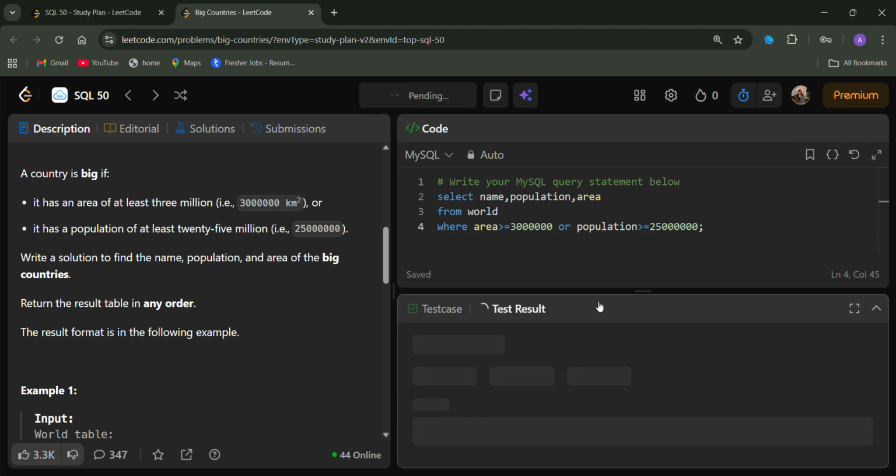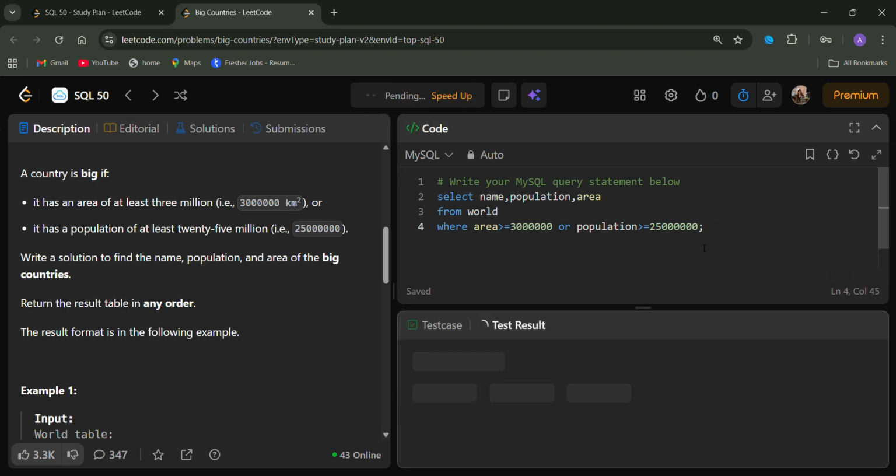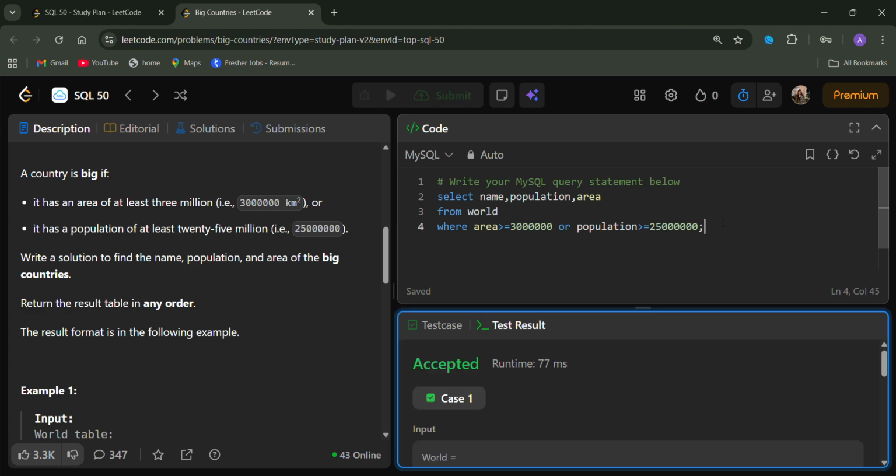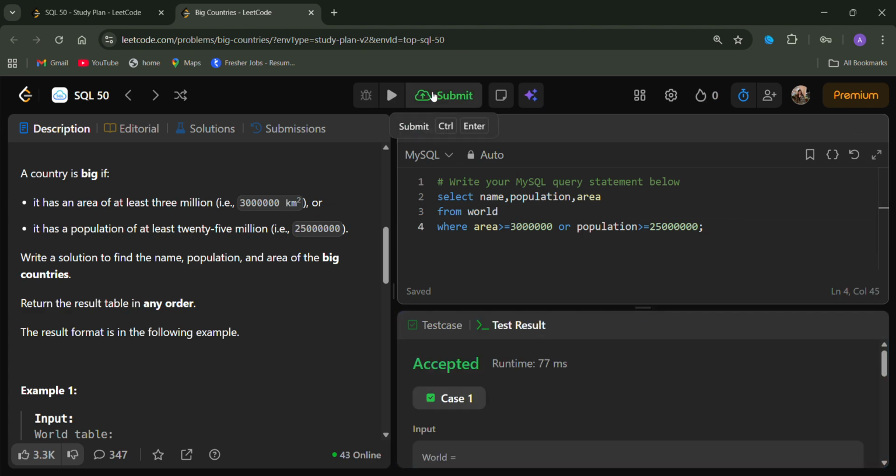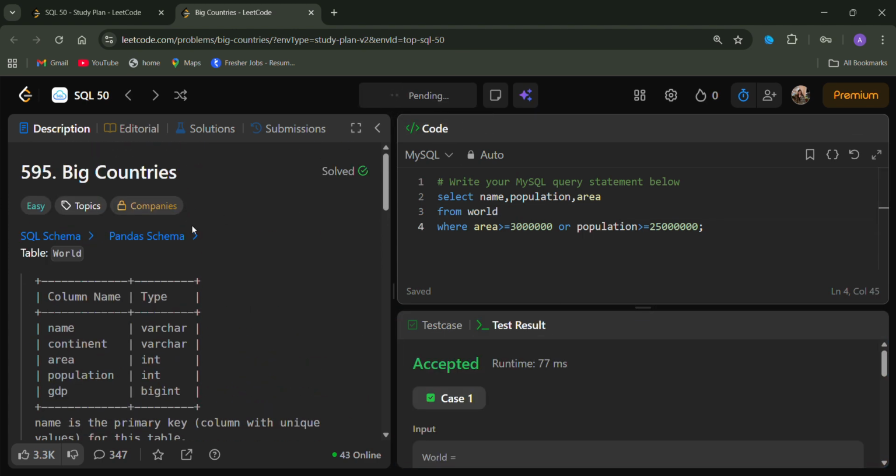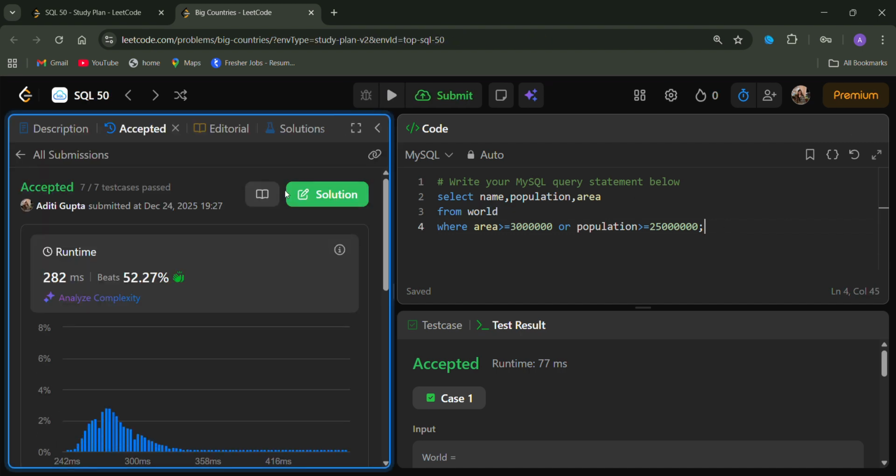Let's run the query. So it is accepted. Let's submit it. So yeah, it is submitted.